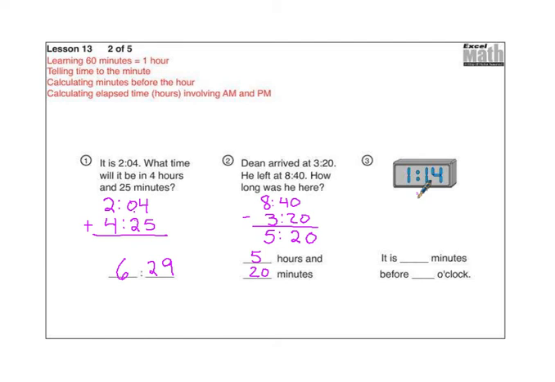All right, the way you should have done this, 60 minus 14 is how you show your work on that. We have to regroup. 10 minus 4 is 6, 5 minus 1 is 4. So it's 46 minutes to go until the next hour, because there are 60 minutes in an hour. And the next hour after 1 o'clock is going to be 2 o'clock. So it's 46 minutes before 2 o'clock.